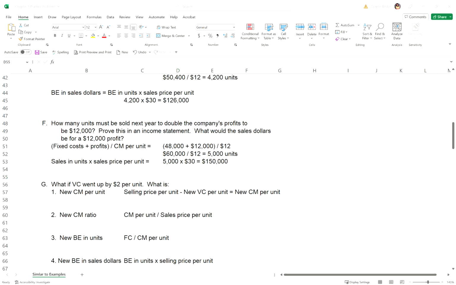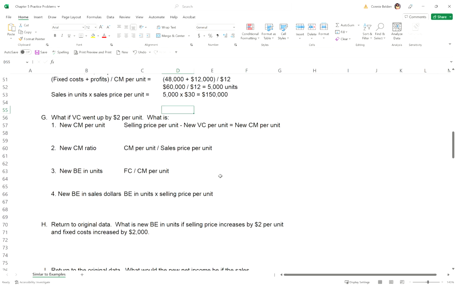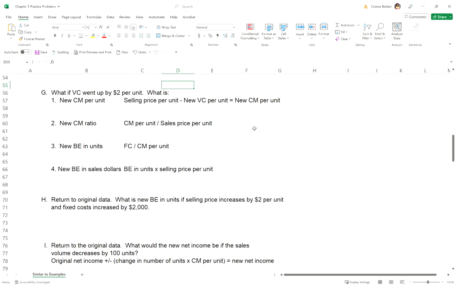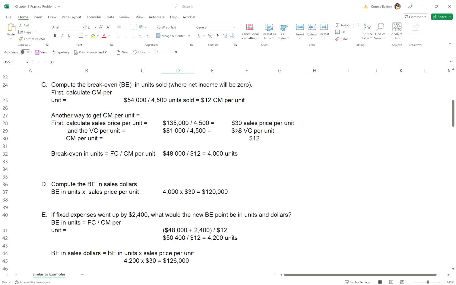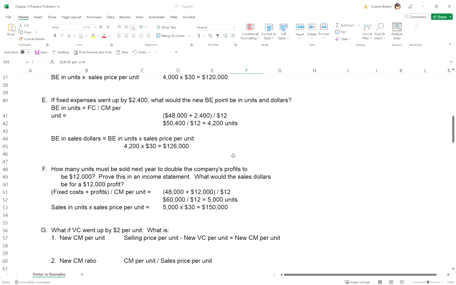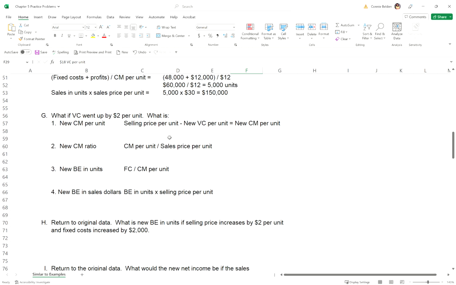Okay, let's move on to letter G. We're going back to our original data, so we're going back to fixed costs being $48,000. If variable costs went up by $2 per unit, we're going to determine, first of all, what is the new contribution margin per unit? Well, right now, the variable cost is 18 per unit. We calculated that earlier.